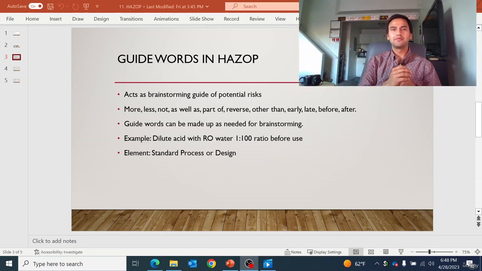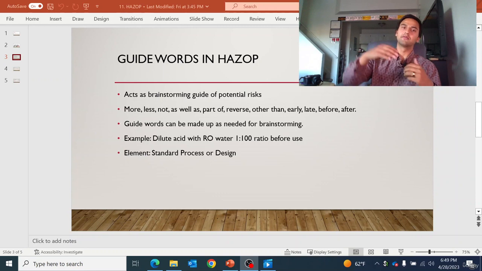Hello and welcome back. As promised, today we're going to talk about what guide words are. Guide words are a very important part of a HAZOP file, which helps us brainstorm the potential risks that are caused by the process or design. These are the kind of why questions that we ask, for example, in PFMEA or in root cause analysis that will get us close to the risk analysis part.